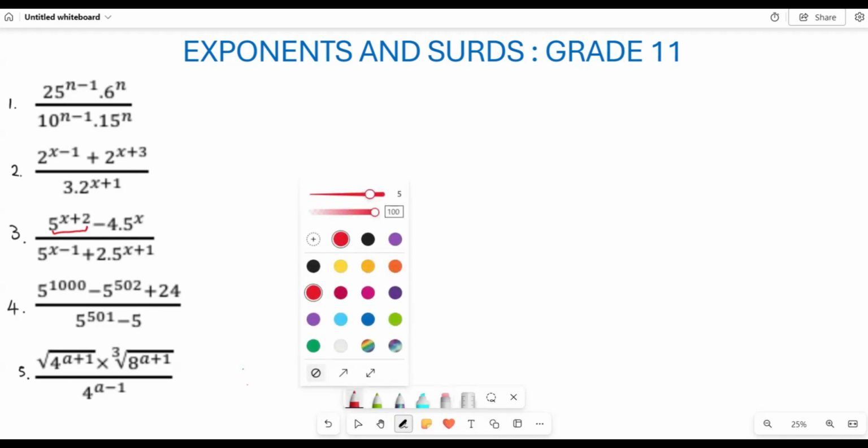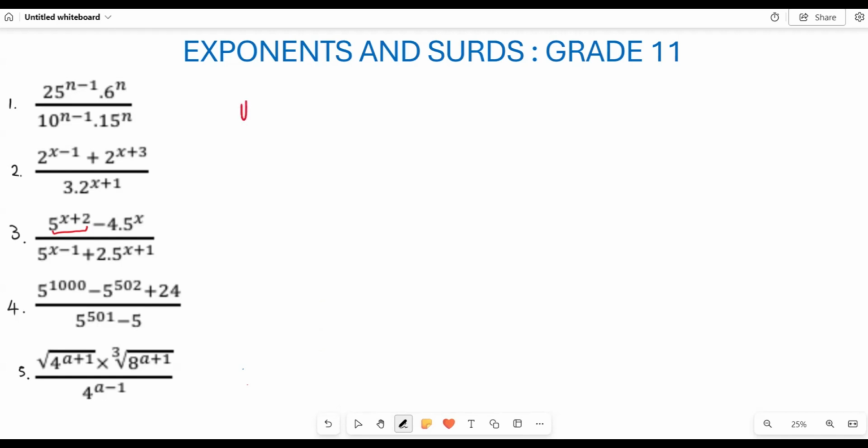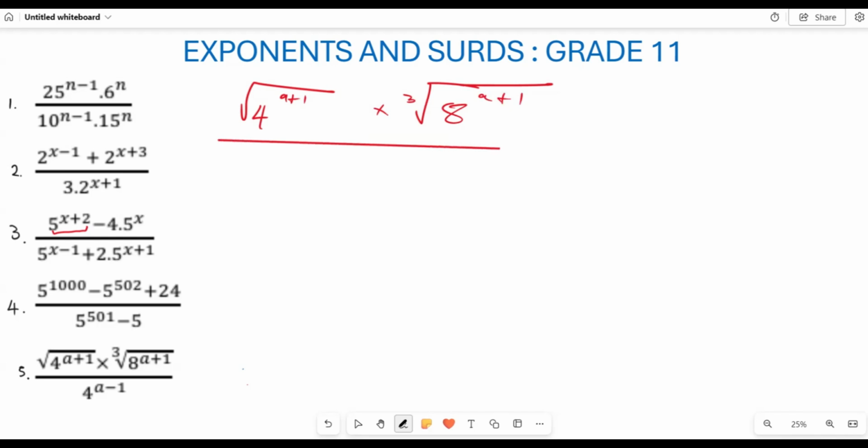So now in our question 5, you are having this, which is the same as the square root of 4 to the power of a plus 1, multiplied by, this is a cube root now, the cube root of 8 to the power of a plus 1. Then this is divided by what? 4 to the power of a subtract 1. Now, what is the best thing, or what is the first thing that we can do now in this question? We can start here, right?